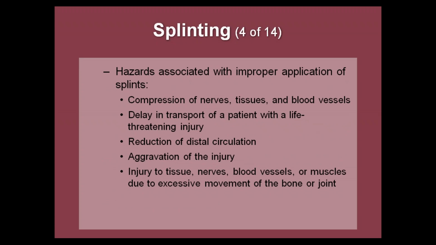Hazards associated with improper application of a splint can be compression of the nerves, tissues, and blood vessels, delay in transport of a patient with life-threatening injuries, reduction of distal circulation, aggravation of the injury, or injuries to the tissue, nerves, blood vessels, or muscles due to excessive movements of the bone or the joint.